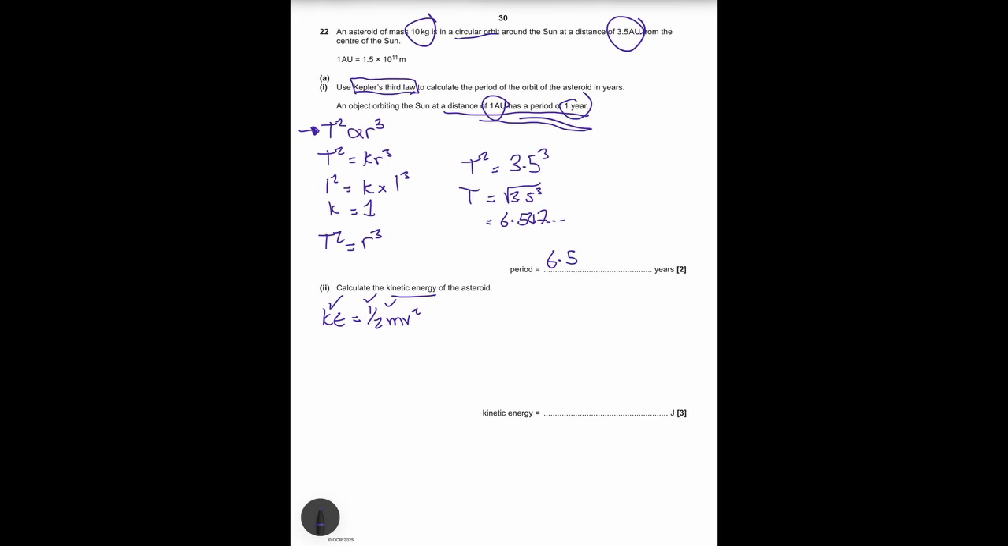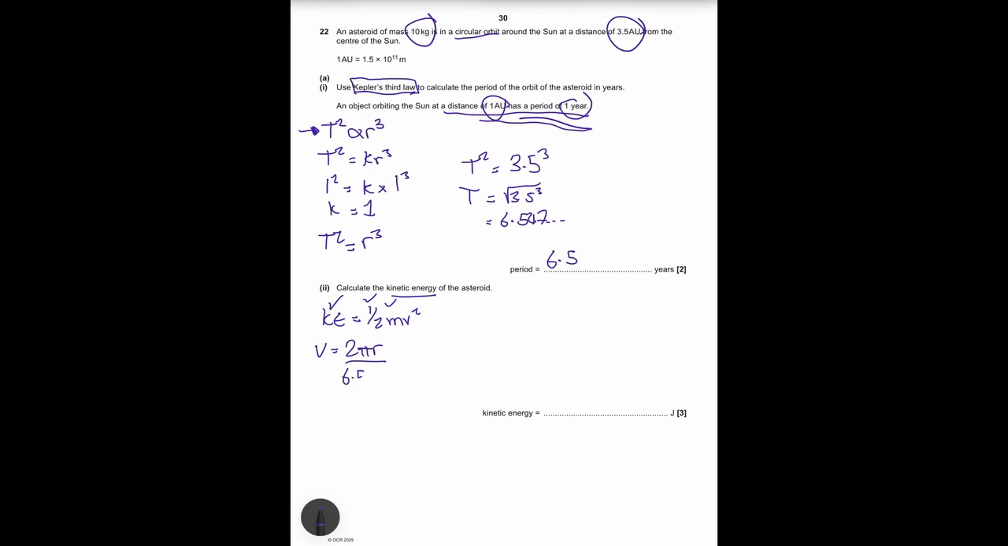Well, I know it's in circular motion, so how am I going to get v? Well, I know speed equals distance over time. And if it's in circular motion, the distance is going to be 2 pi r. And what's the time? Well, I've just worked it out here. That's why they made me work out the period. So in one orbit, it's taken 6.5 years.